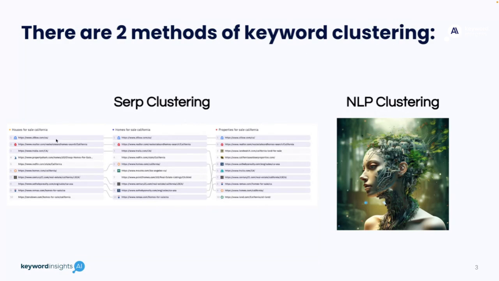SERP clustering is this idea where keywords are grouped based on scraping or analyzing search engine pages and grouping a keyword based on how many URLs they share in common. You can see in this example here, houses for sale California, homes for sale California, and properties for sale California share 7 or 8 URLs in common, and you can see what those URLs are. So they would be grouped together into a cluster based on SERP clustering. There's also NLP clustering, or natural language processing clustering, where the keywords are grouped based on an algorithm. So how a language model or an algorithm understands those keywords, they get grouped together.